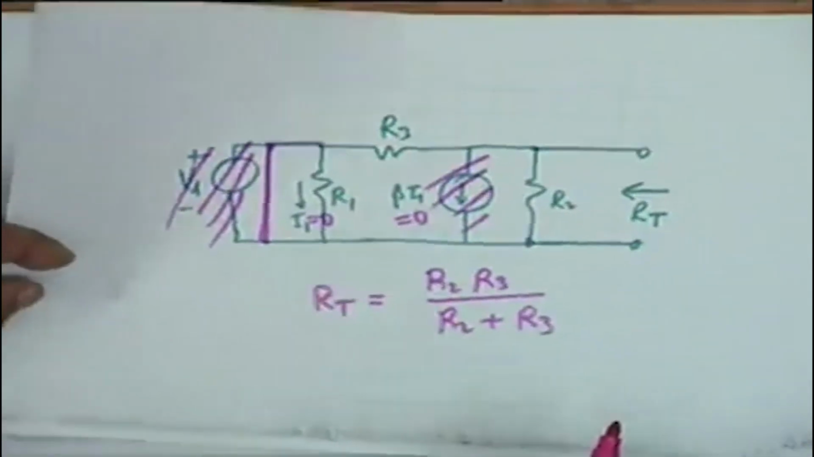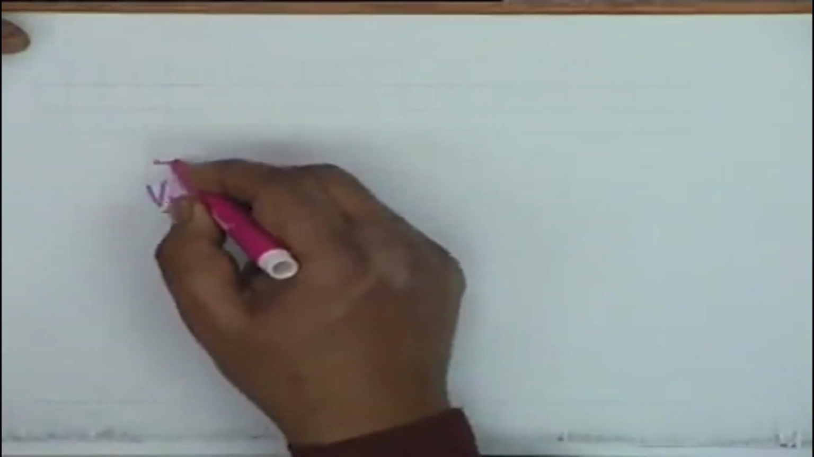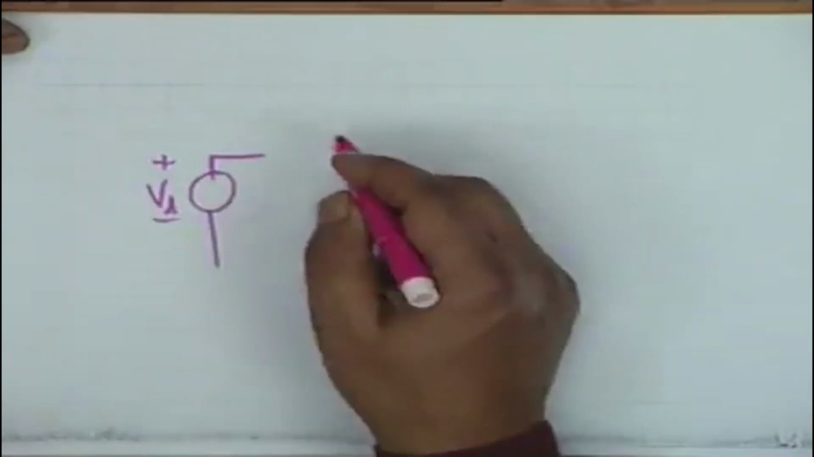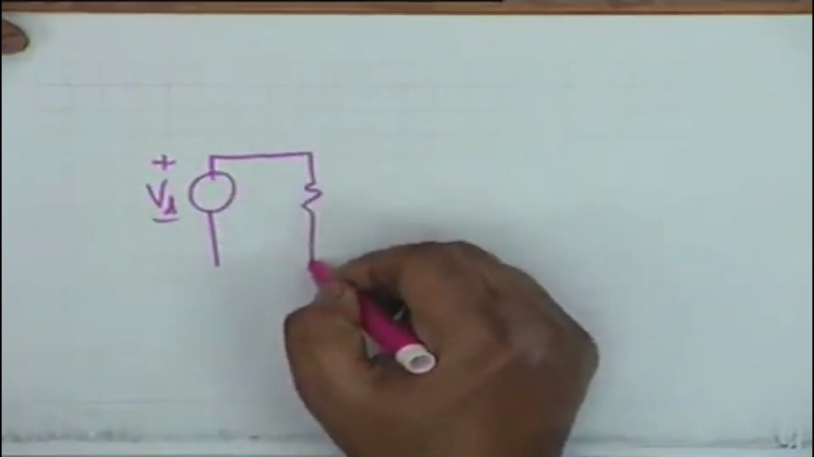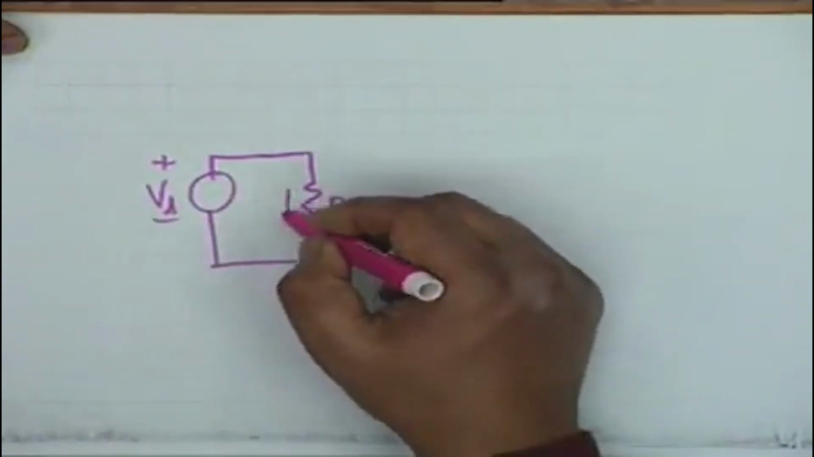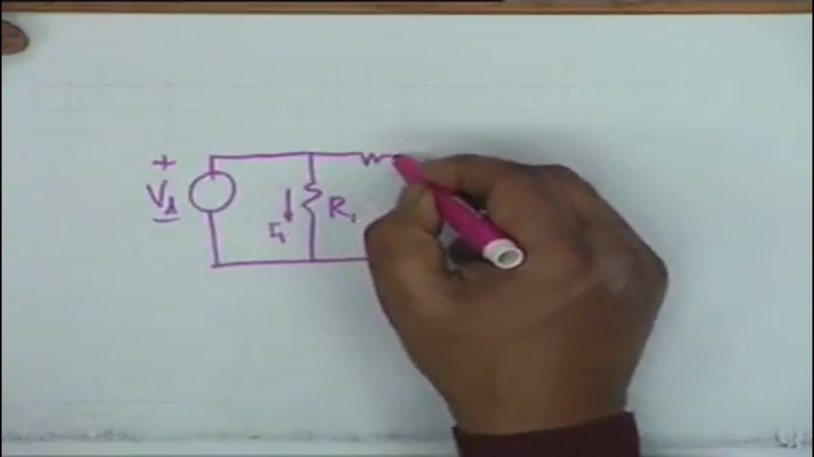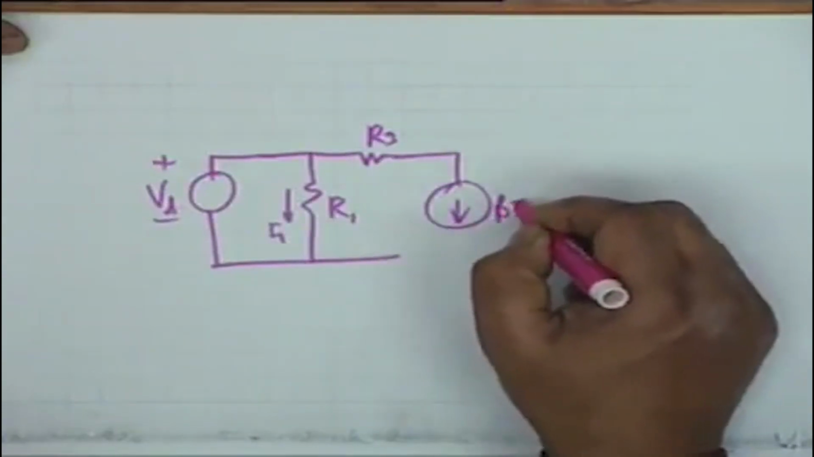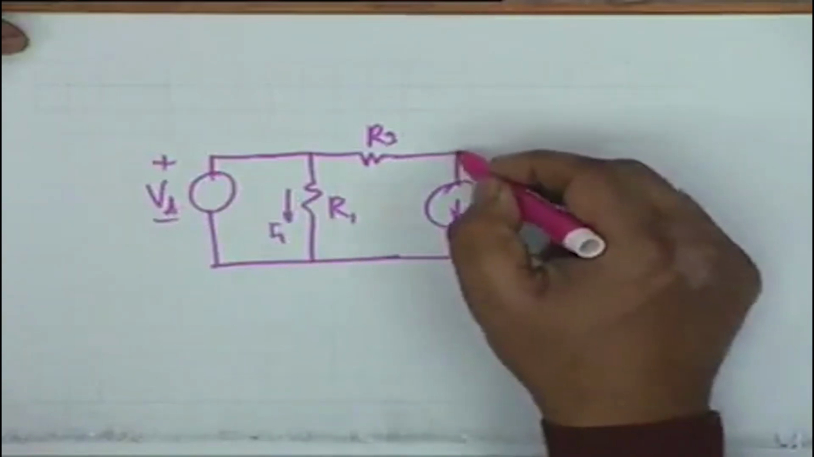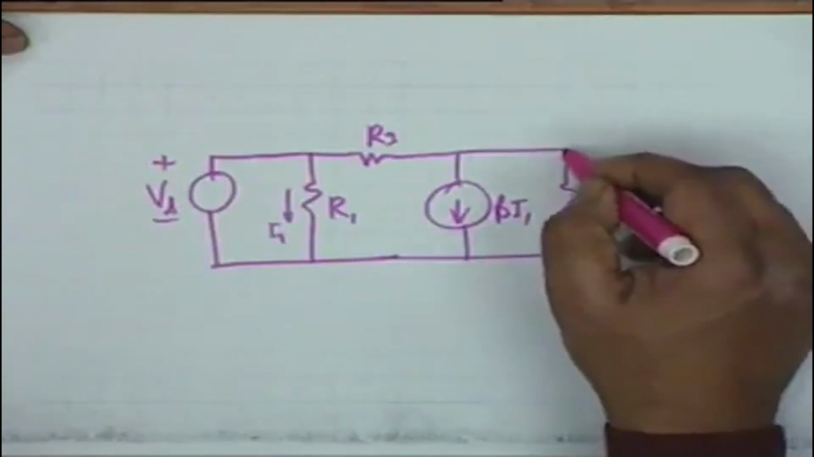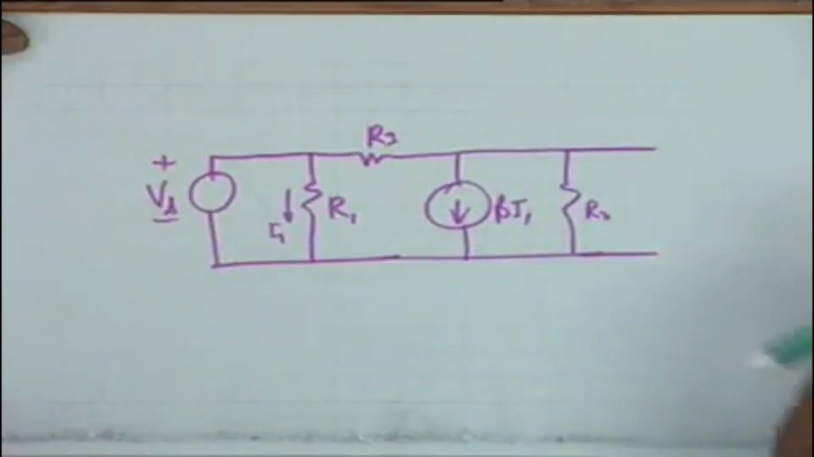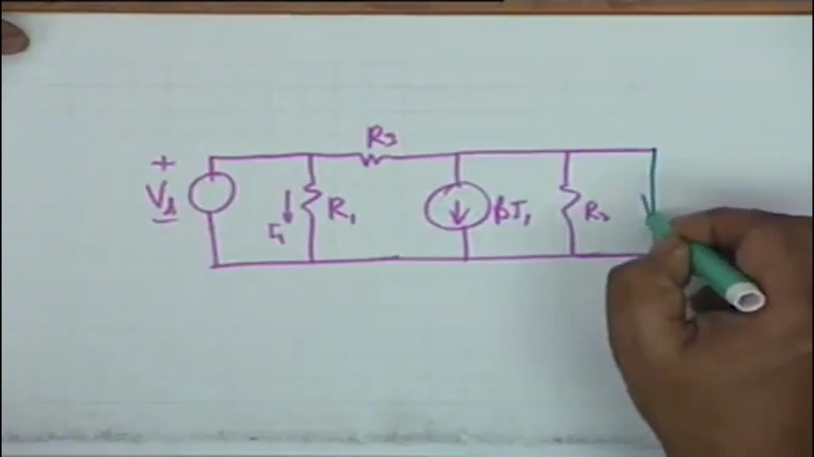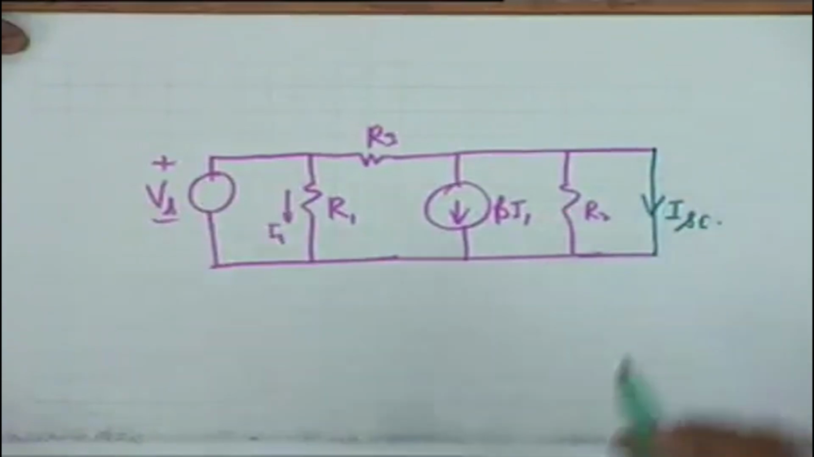Okay. Now let's calculate it by the other method, that is by calculating the short circuit current. Our circuit, if you recall, is Vs, then R1, this is I1, R3, beta I1, R2, and I am going to short circuit this. This is the current that I want to find out, ISC.